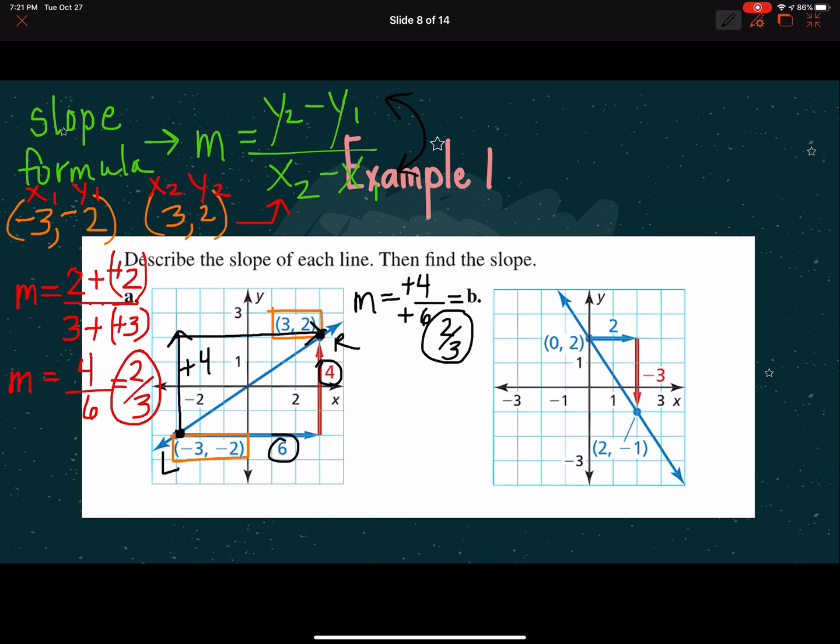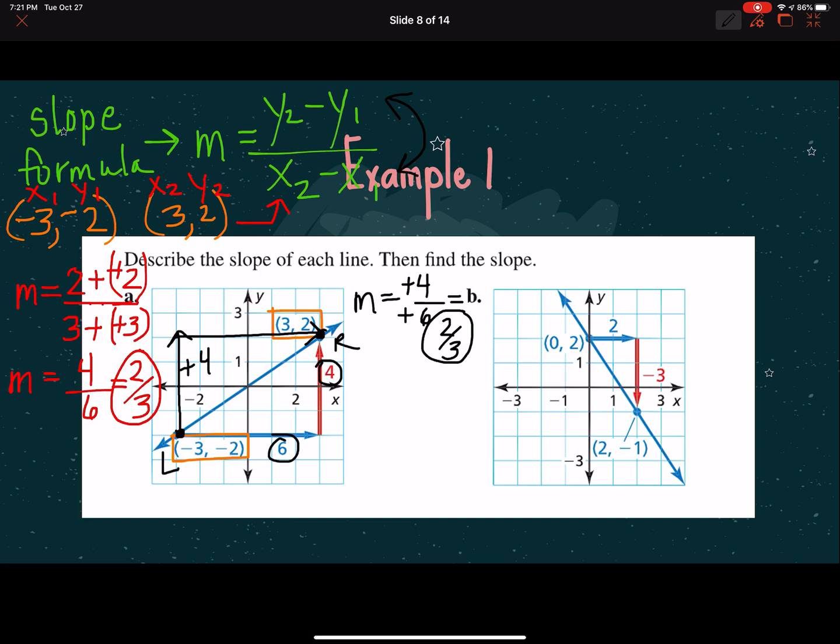So when it says describe the slope of each line, then find the slope. A, we can tell it's a positive slope because it's increasing from left to right, and we can calculate that by using the slope formula and substituting our ordered pairs, or by counting the change in y from the point on the left to the point on the right over or compared to the change in x, and then make sure it's in simplest form.